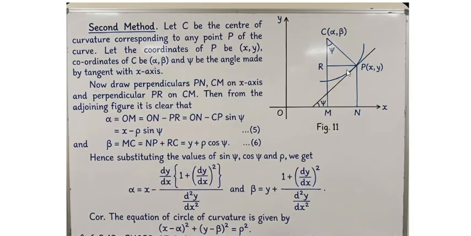Therefore, we can say that this angle is also... this RP is parallel to this one, alternate interior angles. You can say that this angle is also psi. Whenever this angle is psi, we know that CP is perpendicular to this tangent.